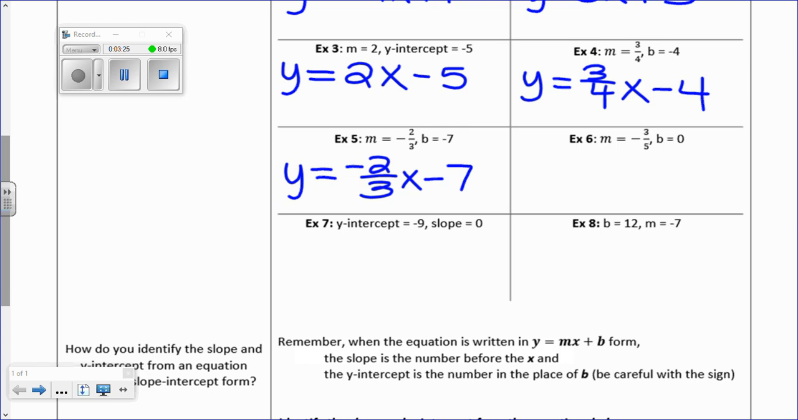So in example 6, we got the slope is -3/5 and the y-intercept is 0. So again, we fill it in. Y equals the slope of -3/5 x, and now we have a y-intercept of 0, so we can have +0. Now, because it's +0, we don't need to write it, and so our equation would look like y equals -3/5 x. And so when you don't see a y-intercept written, that y-intercept should be understood to be 0.